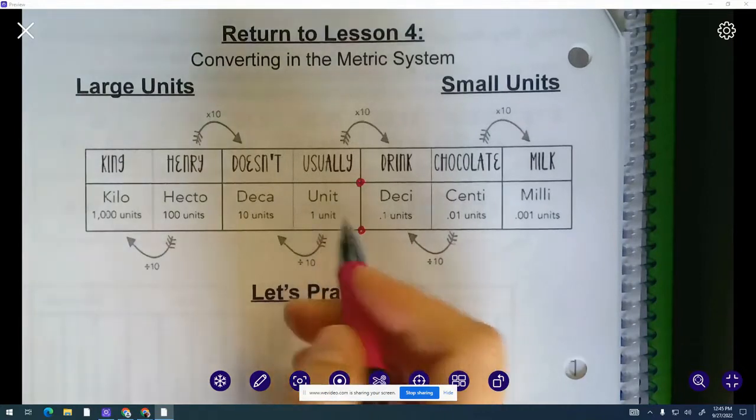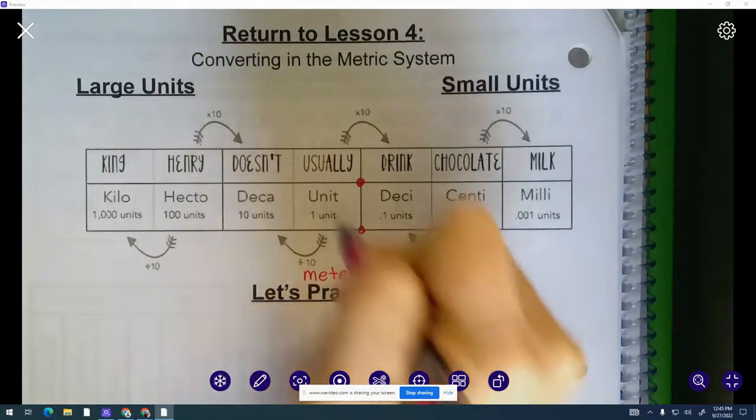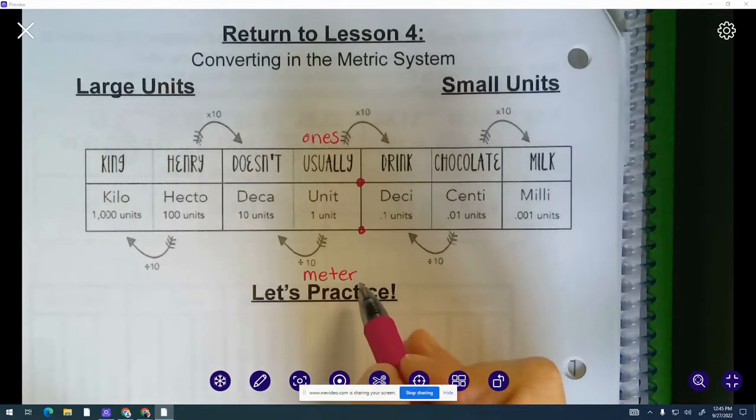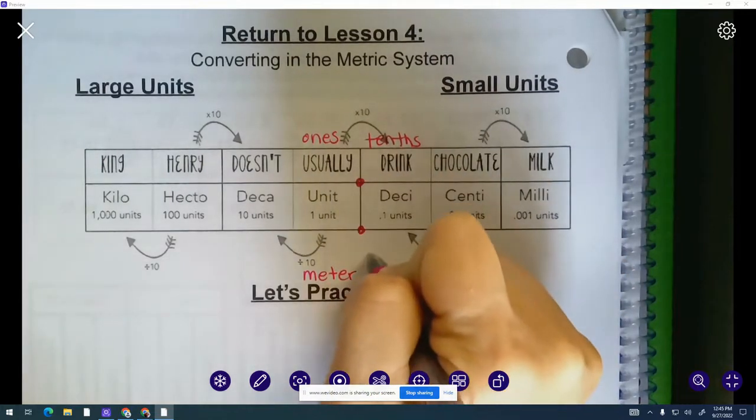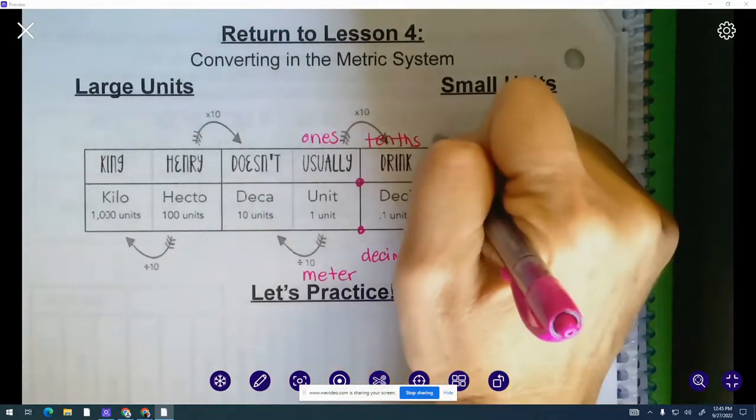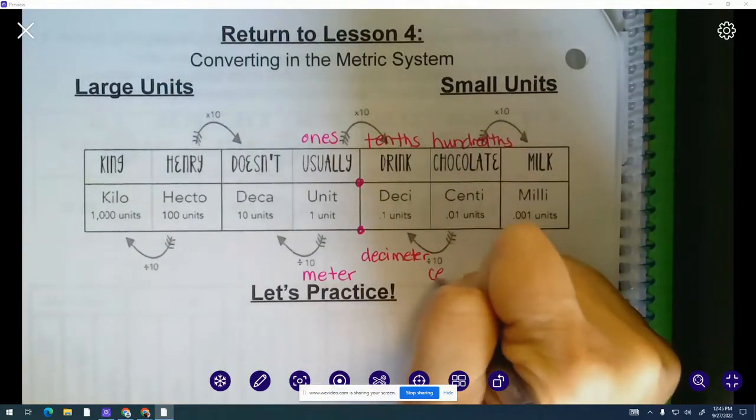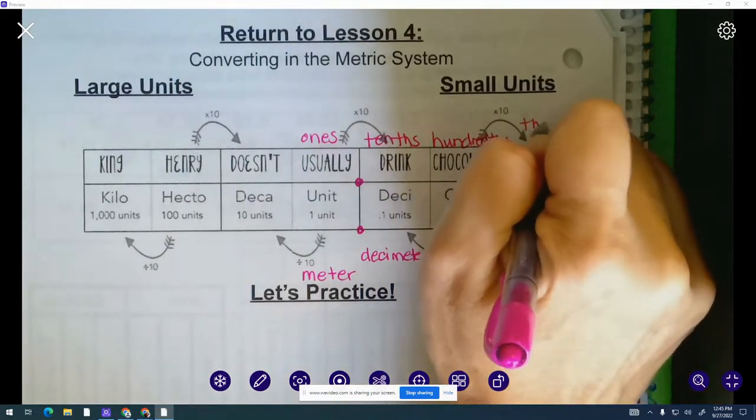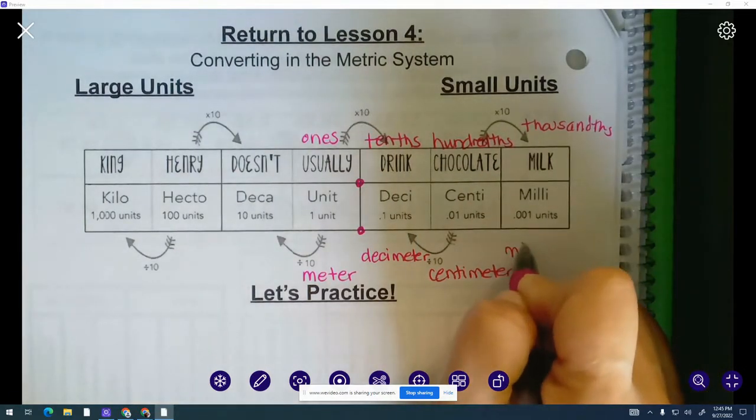So the unit in this case for today's work is actually the meter. And this is the ones place when we're dealing with our place value chart. Here in the tenths place, we have what is called a decimeter. In the hundredths place, we have what is called a centimeter. And here in the thousandths place, we have a millimeter.